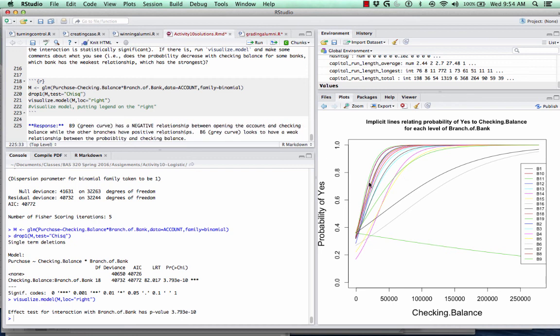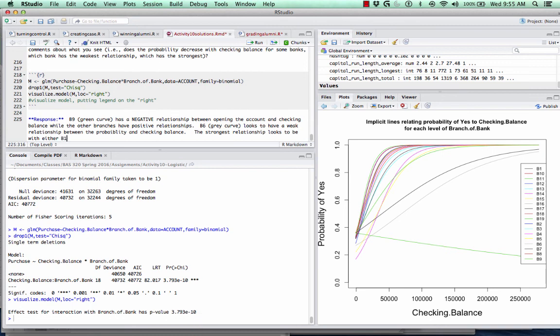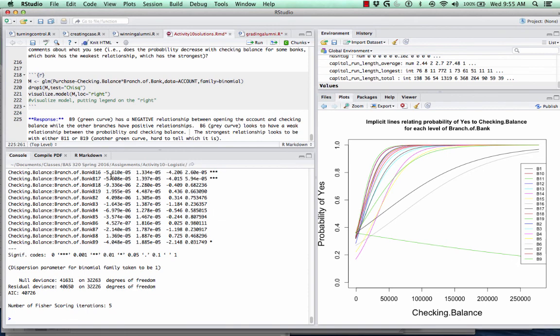Notice the other green curve has the strongest relationship. It's the curve that's up on top. And so whatever that curve is, let's call it B19 or B11. I'm not sure which one it is. You have to actually do the math to figure out which one's on top. The strongest relationship looks to be with either B11 or B19, another green curve. It's hard to tell which it is without actually going and writing out those implicit regression equations. And we're not going to do that because that would take really quite a bunch of work. As you see, there's a lot of output. So there we go.